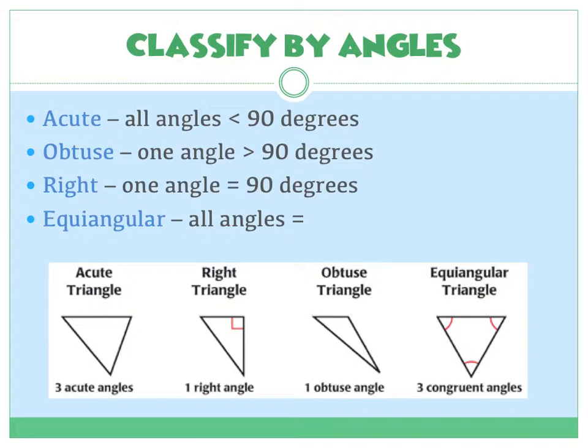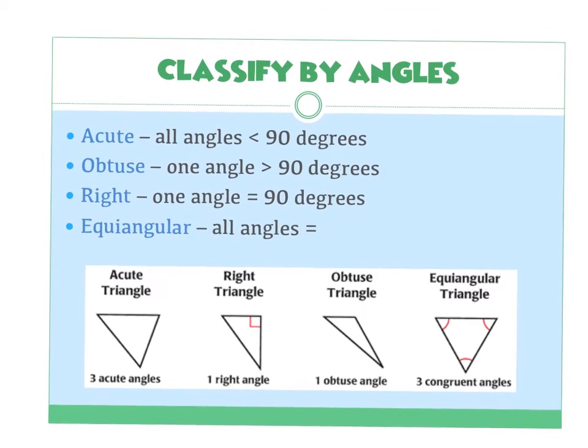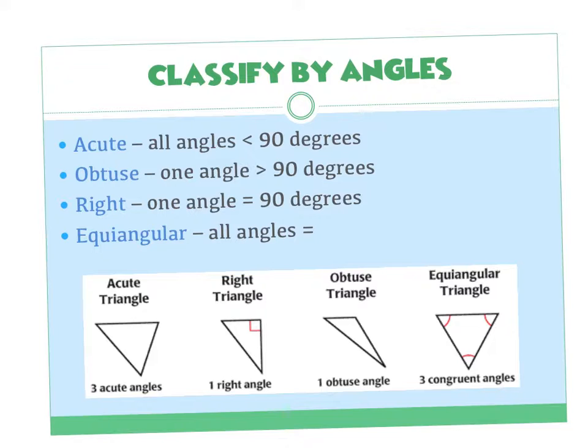All right, so there's 2 ways to classify a triangle. One is by its angles and one is by its sides. So by its angles, there are 4 different types of triangles. There are acute triangles. Think acute, little, acute, okay? Every angle is less than 90 degrees. Obtuse has 1 angle greater than 90 degrees. A right triangle has 1 angle equal to 90 degrees. And equiangular means that all the angles are equal to each other.